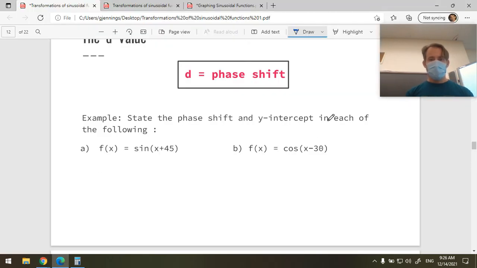What's our other example that we want to look at? Cos of x minus 30. Okay, so now I'm visualizing. I want you to be able to do this in your head. Cosine looks like this, there's my y-axis. If I shift it positive 30 degrees, it's going to be root 3 over 2 and rising. That first point, at negative 30 degrees, is going to be the new y-axis, so that's going to be at 0.866.